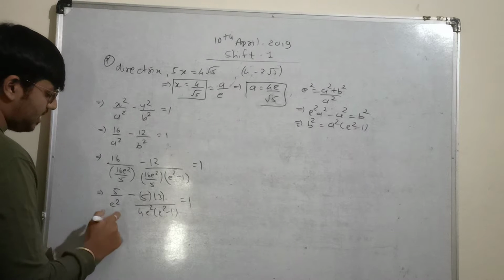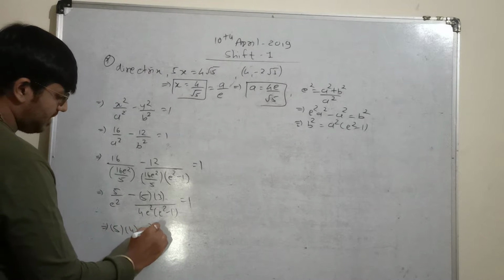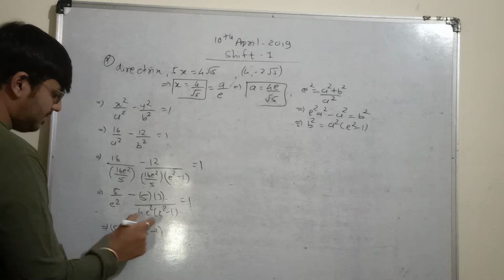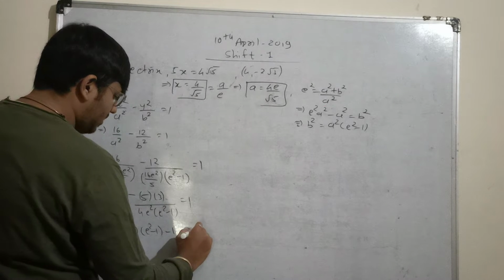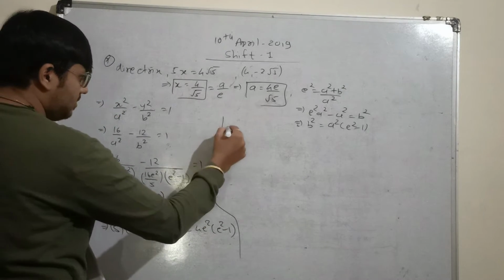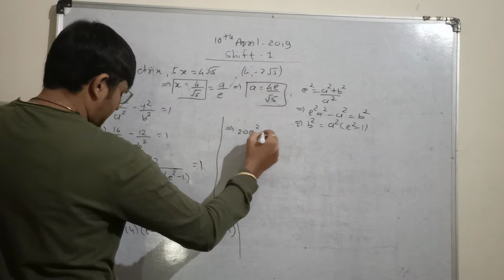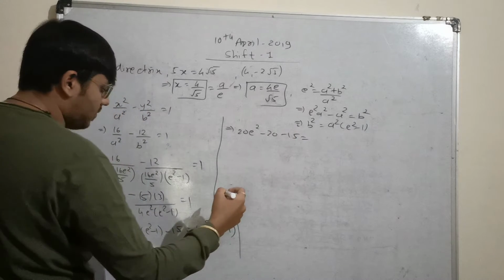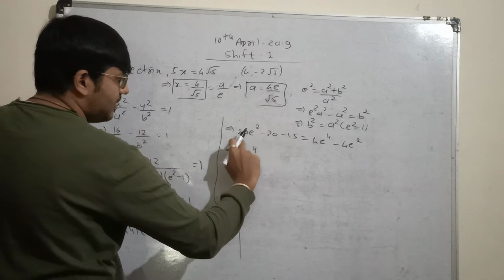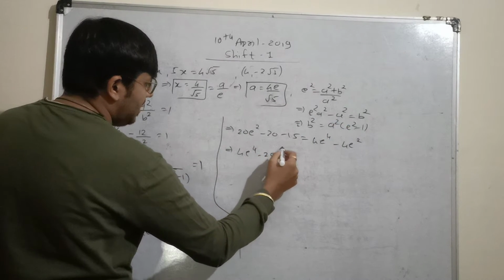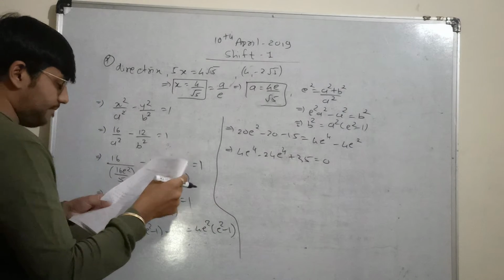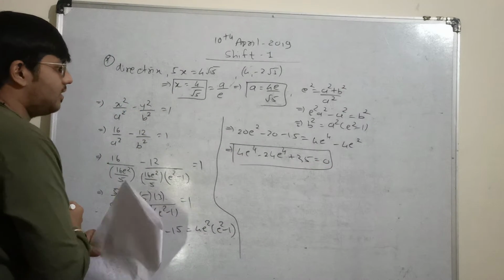So if I take an LCM, I'll get 5 into 4 e square minus 1, because I already have e square in the denominator. So it's 5 into 4 into e square minus 1 minus 15 equals 4 e square into e square minus 1. So let's just get the solution of this equation. So I'll get 20 e square minus 20 minus 15 equals 4 e raised to 4 minus 4 e square. So 4 e raised to 4, if I take that on the opposite side, I'll get minus 20 e raised to 4, sorry, 24 e raised to 4 plus 35 equals 0. So that will be the answer according to the option. Right, so this is your answer.